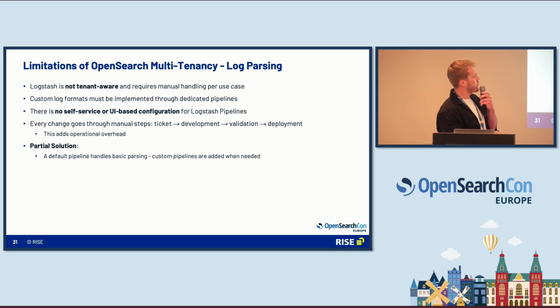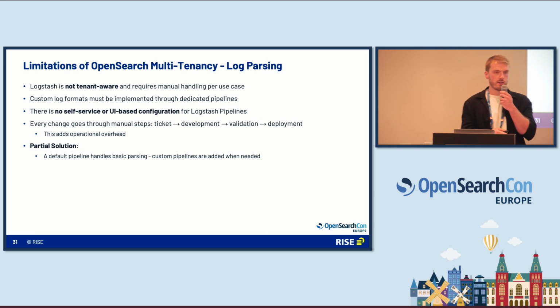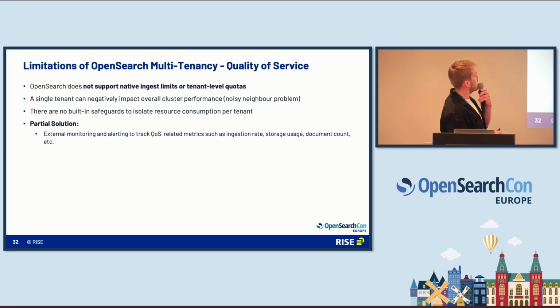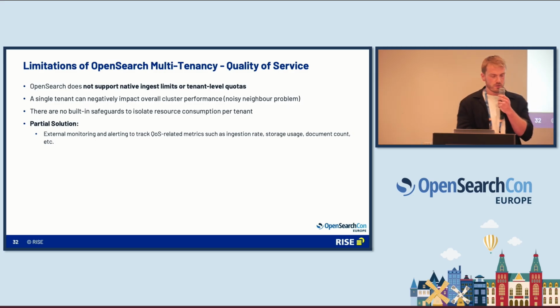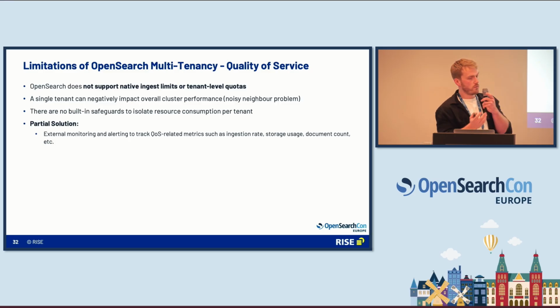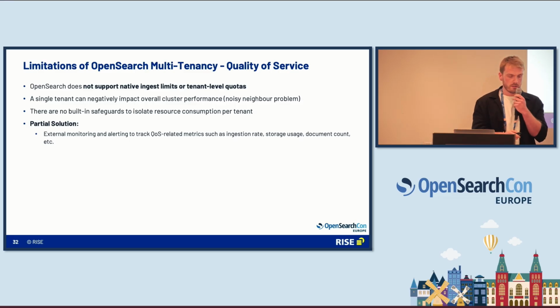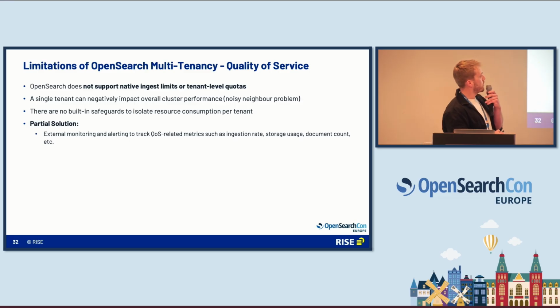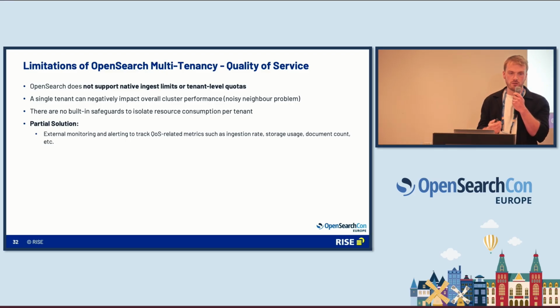A partial solution is this modular pipeline architecture that I've shown you before. Now, when it comes to quality of service, OpenSearch doesn't support native ingest limits or tenant-level quotas, which means you'll get your classical noisy neighbor problem, where one tenant can negatively impact all the other tenants. So really, you're reliant on external monitoring and alerting to track those quality of service-related metrics.